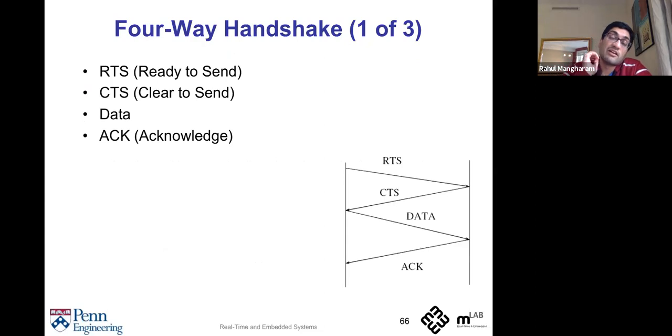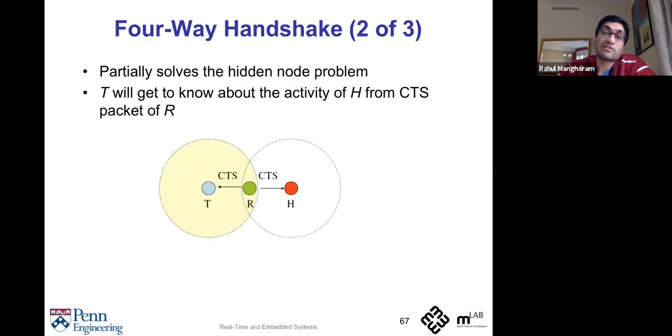Before I talk to you, I send you a very short message. I'm not sending you 1,000 bytes of data. I'm just sending you like 30 bytes, a very small packet called a ready to send or a request to send. Then if you receive that small packet, you say, okay, here's a clear to send. You're clear to send, that's okay. Then I send you the data, and then you send me an acknowledgement back. So what does that effectively do? How does that take care of this hidden terminal problem?